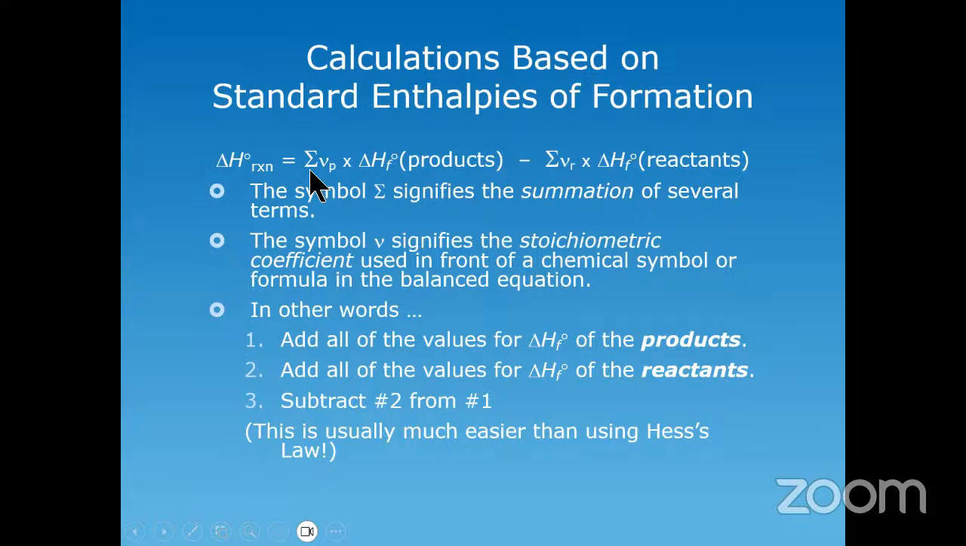I think I remember when I was in undergrad, this symbol is used a lot in math, or I should say more specifically, statistics, right? It means sum of, right? And this symbol here, the nu with the P here, and the nu with the R, P for products, R for reactants, it stands for the coefficient of the different substances involved in the reaction, all right? So I'm going to show you how this works.